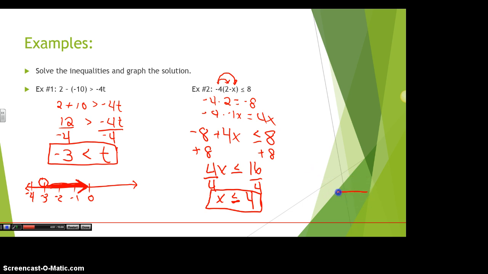When I graph it, here's my number line. X is less than or equal to 4, so I'm going to have a shaded in circle at 4. If my variable is less than or equal to 4, less than, I'm going to shade left. And that'll be my graph.